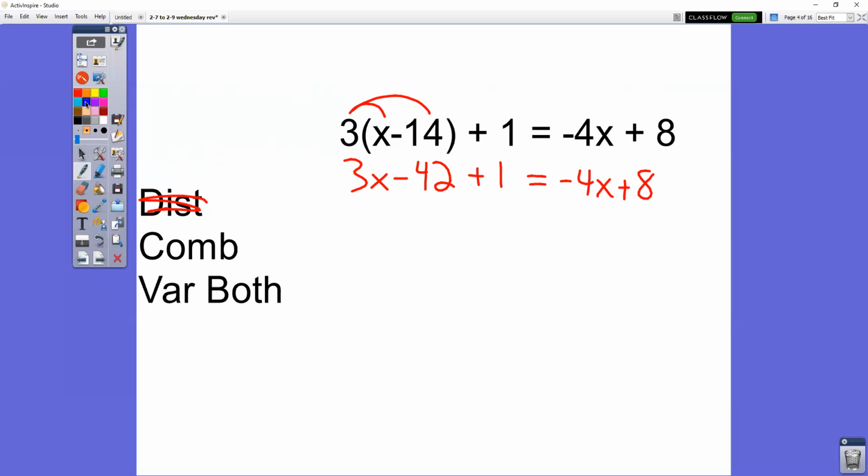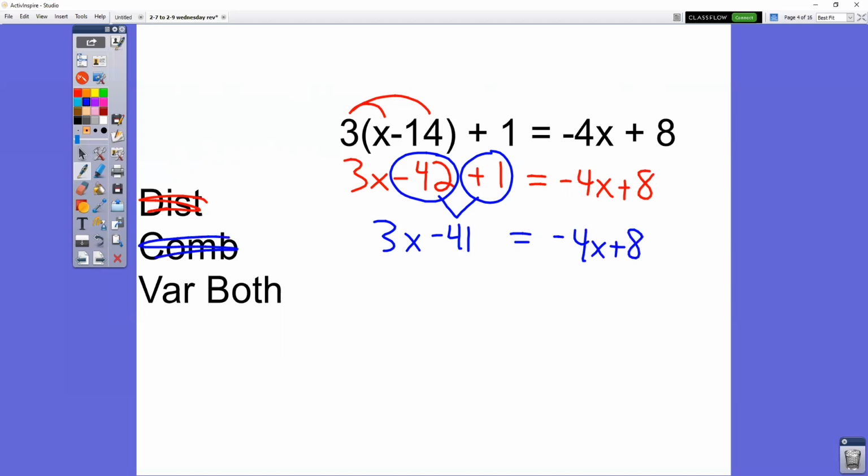Now I'm looking at combining like terms. I have plain numbers on the same side of the equal sign. So I want to add together -42 and 1 to be a -41. Bring down everything else that you didn't use yet. So I did combining like terms.